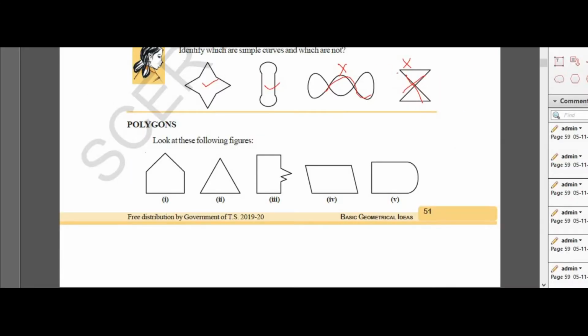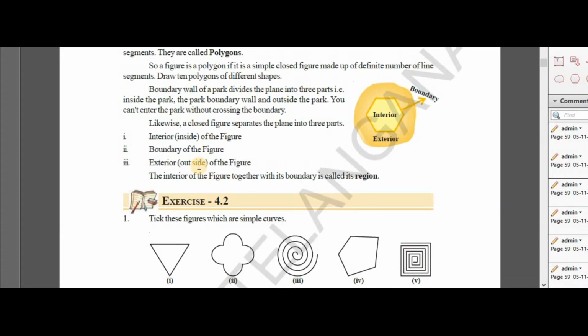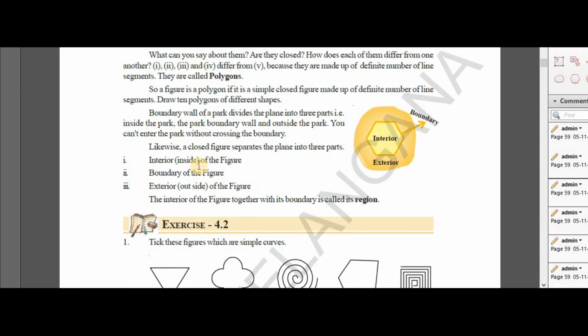So what is the next thing we are going to learn here? Nothing but polygons. Look at these figures. Can you observe anything here? Yes, very good observation students. All these pictures are formed by only line segments. All these polygons are nothing but pictures which are formed with the help of line segments.